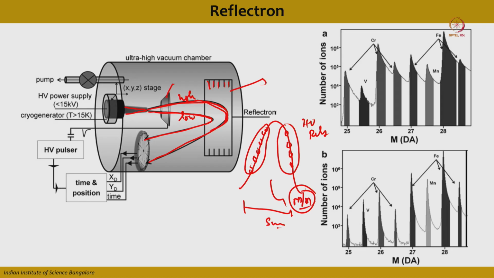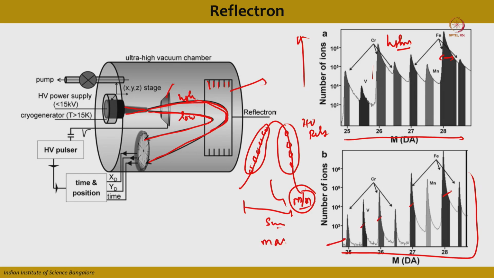Here on the right side, I am showing you mass to charge ratio, and these are the number of ions. You can see that without the reflectron, the broadening in the peaks is much higher. You can see chromium, vanadium, manganese, iron, the broadening in the peaks is much higher. But after using the reflectron, you can see that the broadening in the peaks got reduced significantly. So it improves the mass resolution.